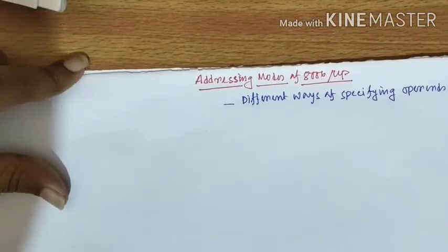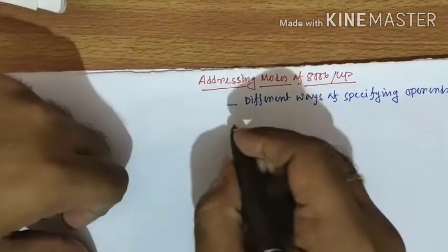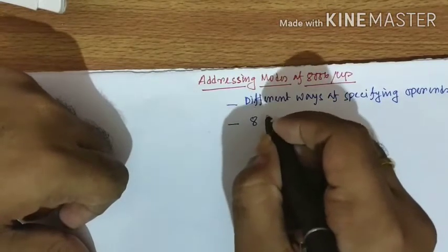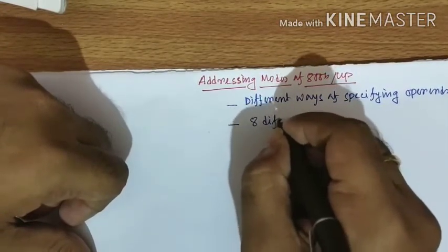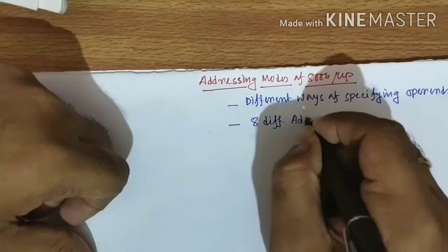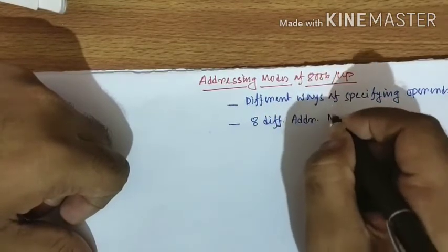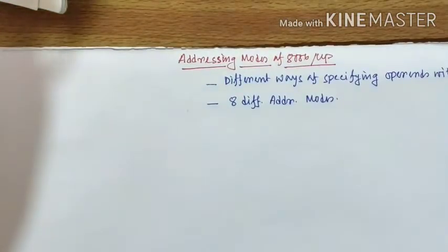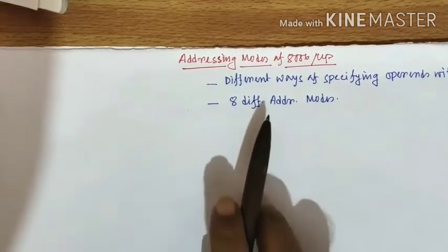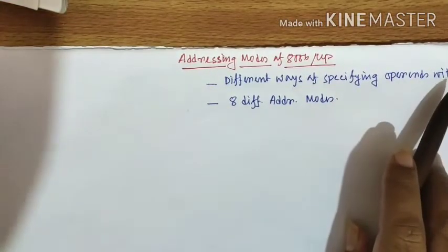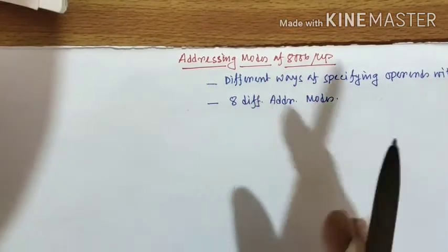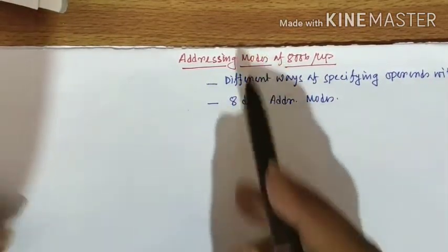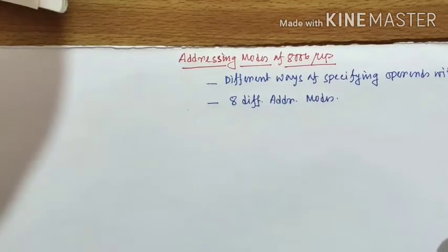So now in 8086 we have 8 different addressing modes. How many modes are there? 8 different addressing modes are there. That means within an instruction we can specify operands in 8 different ways. That is why in 8086 microprocessor we have 8 different addressing modes.